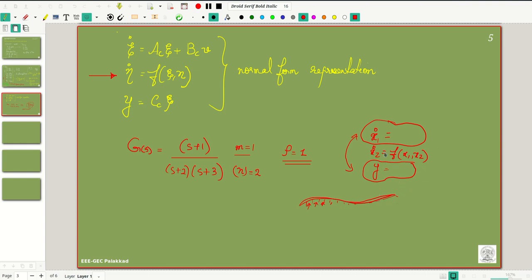Linearize. We are not thinking about the leftover dynamics. This is the leftover dynamics of the system, something which is left over here. This is the leftover dynamics of the system, which is in fact the internal dynamics. This is actually called the internal dynamics of the system.